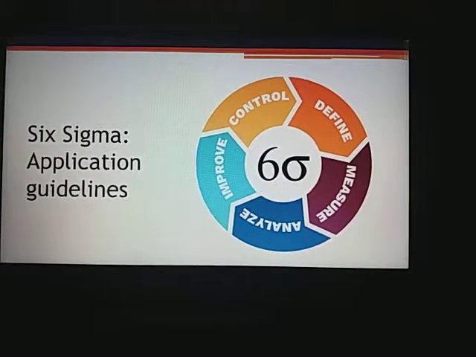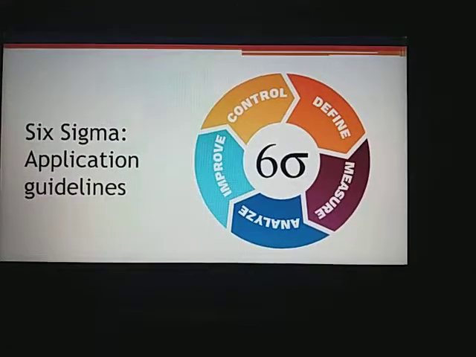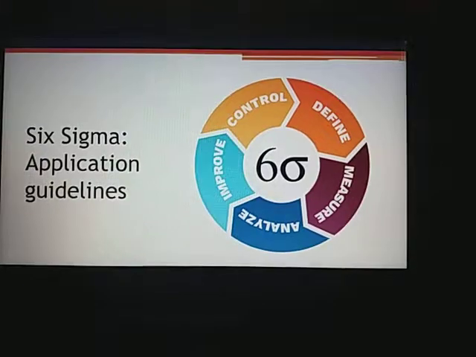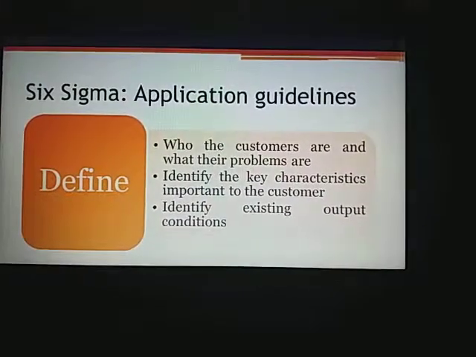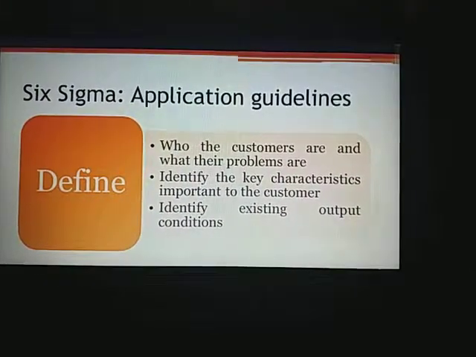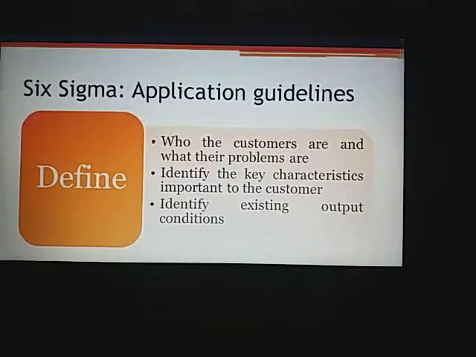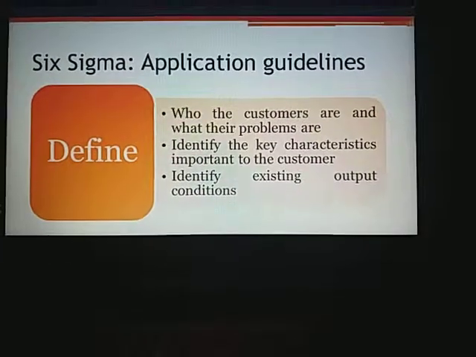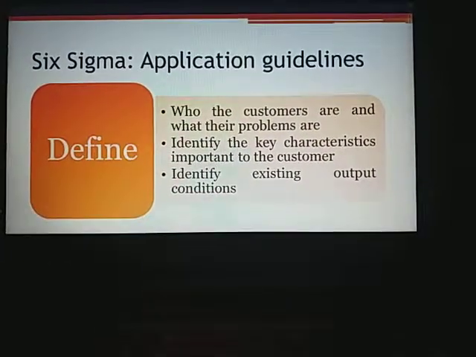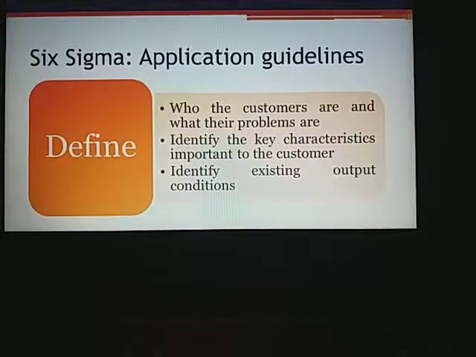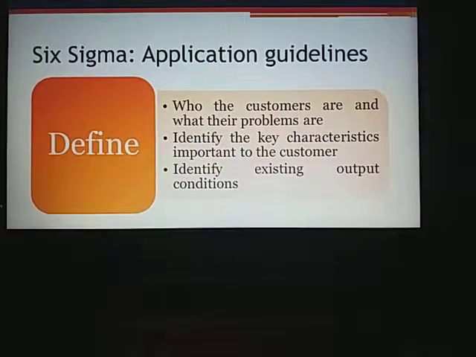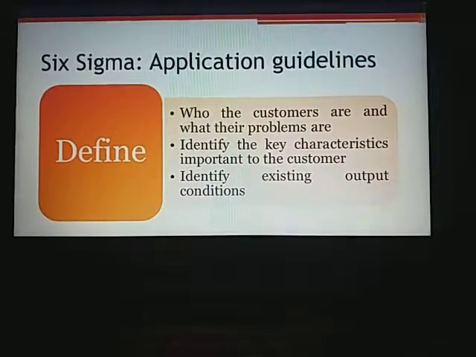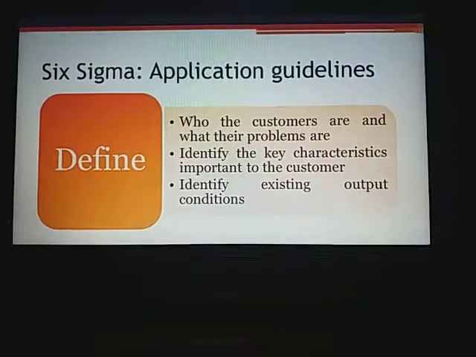Six Sigma includes 5 steps: define, measure, analyze, improve, and control. Define. Practitioners begin by defining the process. They ask who the customers are and what their problems are. They identify the key characteristics important to the customer along with the processes that support those key characteristics. They then identify existing output conditions along with the process elements.